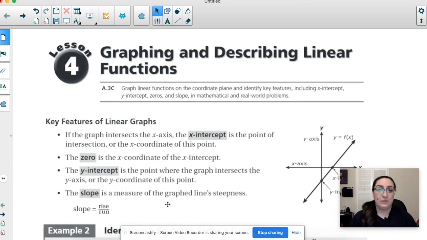And you also have what's called the y-intercept. This is the point where the graph crosses or intersects the y-axis. This is also known as the y-coordinate of the point. And you have slope. Slope is considered how steep a line, a graph is. The slope is measured by its steepness, and you can measure it by calculating the rise over run or the change in y over the change in x. So we're going to go ahead and look at some examples of that.